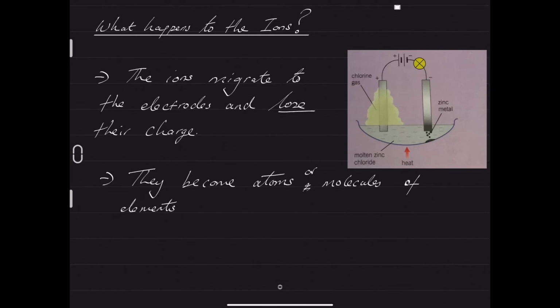So an element is formed at the electrodes, and they can be atoms or they can be molecules. For example, if we look at the diagram on the right hand side, you can see chlorine gas is being formed. Chlorine exists in a diatomic state, Cl2. So that's a molecule.